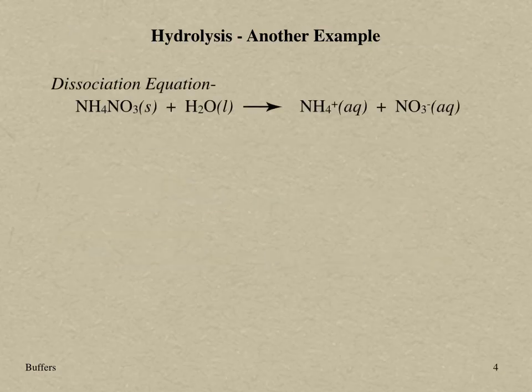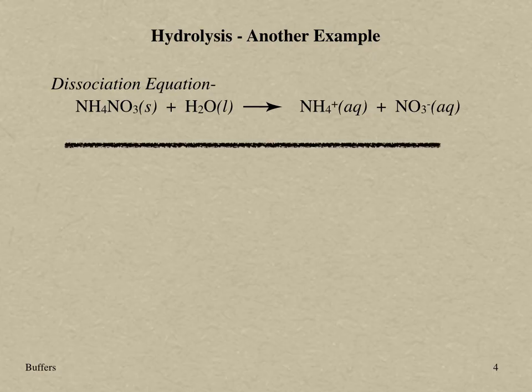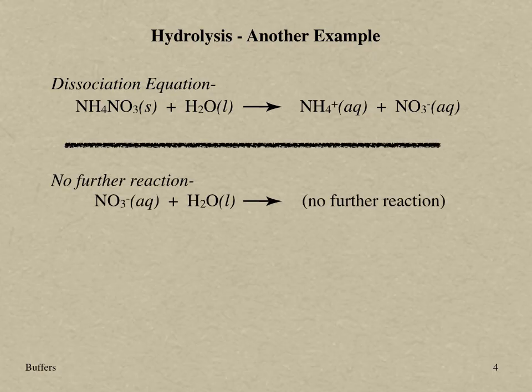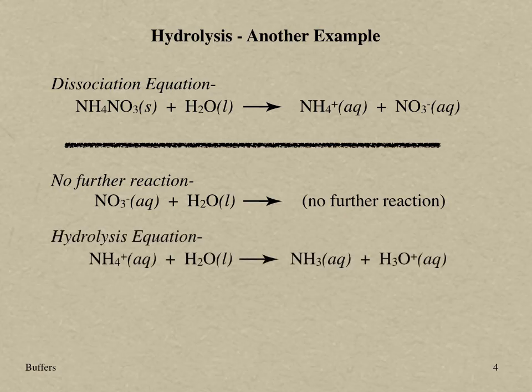Now let's consider another soluble salt, ammonium nitrate. The dissociation equation shows that this salt forms the ammonium cation and the nitrate anion when dissolved in water. This is the dissociation equation. Nitrate, or NO3-, is the conjugate of a strong acid, so there is no further reaction of the nitrate ion with water. Ammonium ion, or NH4+, is the conjugate of a weak base, so it can affect the pH.